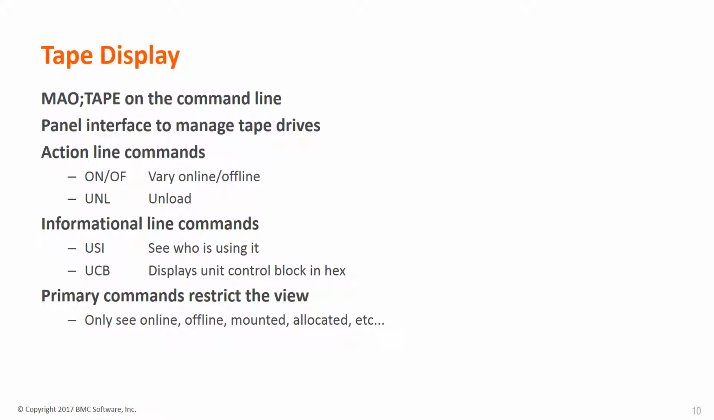If you use the USI line command, you will see who's got the device allocated, and the UCB command will display the address of the control unit. There are also primary commands that allow you to set filters to view only the online or offline devices, mounted, allocated, and so on and so forth.